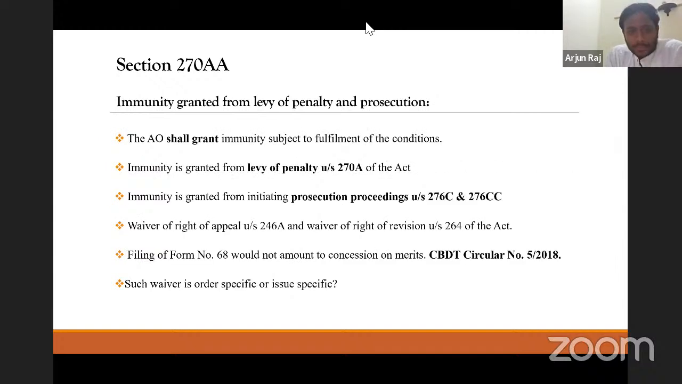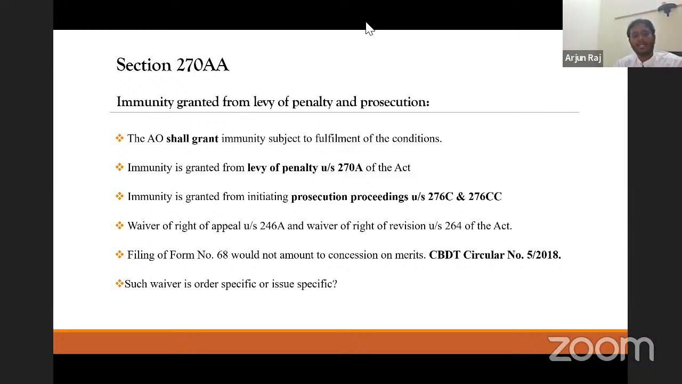And the other aspect in 270AA is, as and when I file an application, the AO shall grant immunity subject to the fulfillment of conditions. So there is no role for the AO to either accept or reject my immunity. Once I satisfy the conditions, he shall grant me immunity. In the event of not satisfying the conditions, the AO can reject it after giving an opportunity to the assessee.